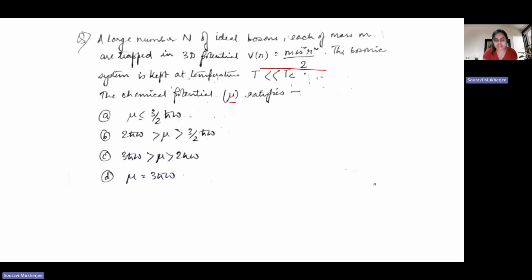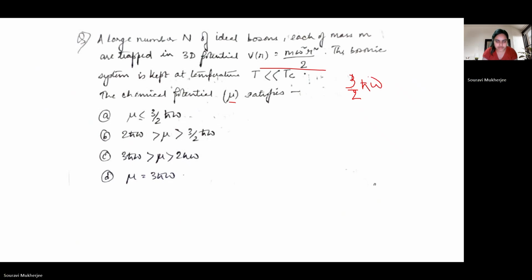So you see that for a three-dimensional harmonic potential, for each degree of freedom, you have a half h cut omega. You're talking about a quantum system, so you would have a ground state energy for each direction. If you have half h cut omega for each, for three of them it would be 3 by 2 h cut omega, right? So 3 by 2 h cut omega is your ground state energy.